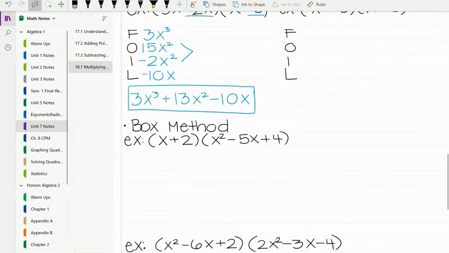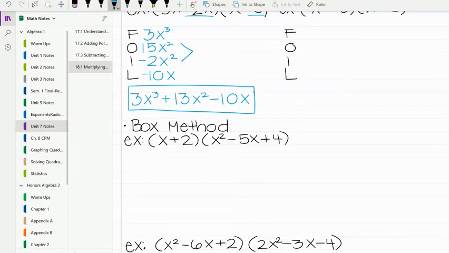And then our last method is the box method. And I actually take it back. I think most students actually use this even over distributive property, especially if you're a more visual learner. I personally like this method just because it's a way to organize your math. So the box method is like what it sounds. You're going to make a box, or a rectangle rather. So we have x plus 2 times x squared minus 5x plus 4.